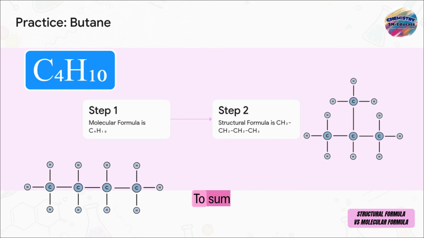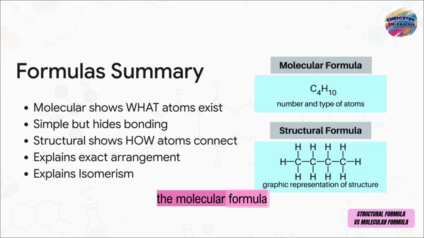Simple, right? To sum this whole thing up, the molecular formula tells you exactly what atoms are in the box. It's beautifully simple, sure, but it hides the bonding arrangement. The structural formula, on the other hand, tells you exactly how those atoms are connected. It provides the exact arrangement and shows you the chemical bonds, serving as your ultimate instruction manual. And as we saw with ethanol and dimethyl ether, it explains how completely different compounds can actually have identical ingredients.